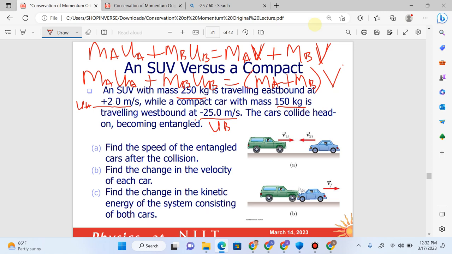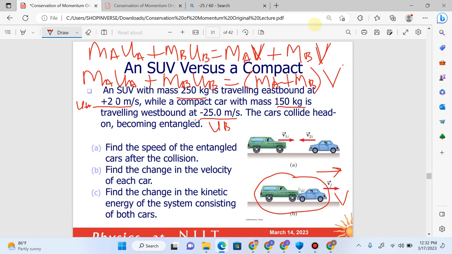What does it mean to become entangled? That means after they collide, they stick together as a single unit and move in one direction. Hence, we have just one final speed, not two speeds VA and VB in opposite directions. No, the two objects move together as a single unit and travel in the same direction with a constant final speed V.